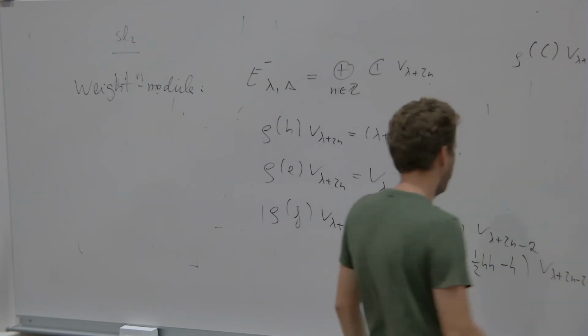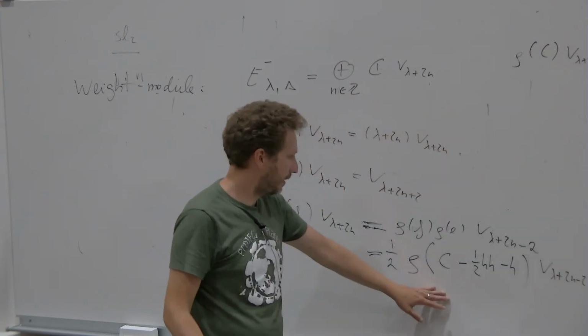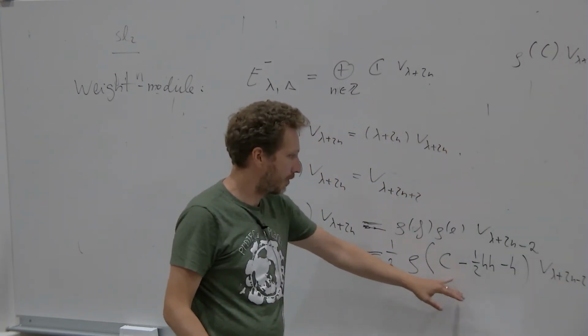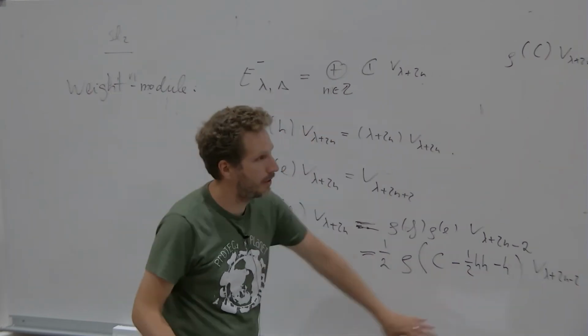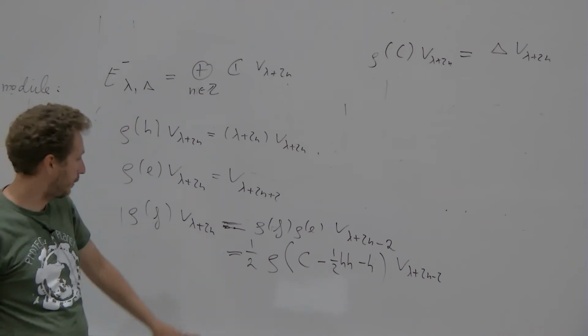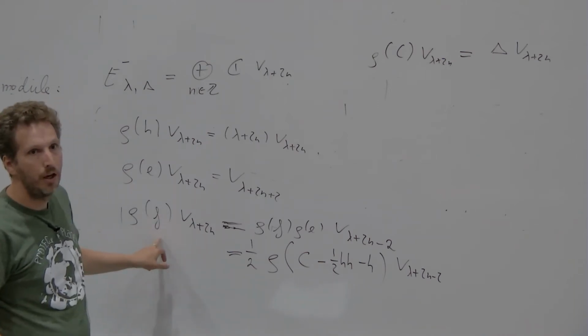If I impose this, then this again gives me a fixed scalar. Now I insert. You can do it. It will give a similar lengthy formula, and it fixes the action of f. So what do we learn here?